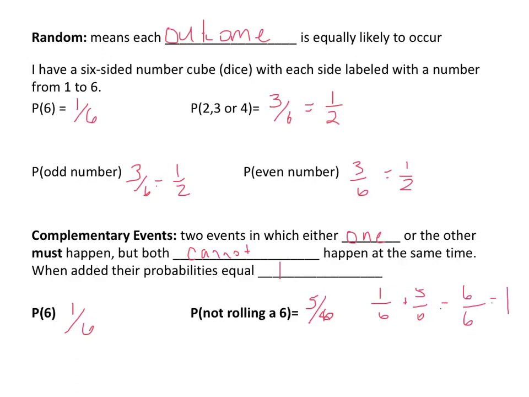And that can be helpful because sometimes it's easier to look at the ways that you aren't going to satisfy the event than actually adding up all the ways that you would satisfy the event.